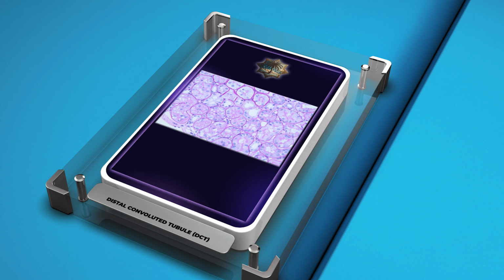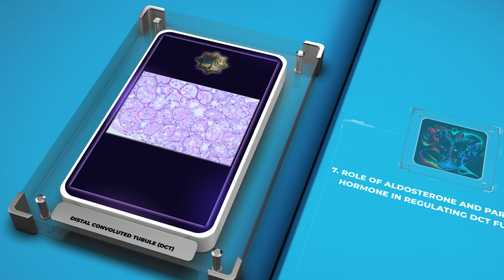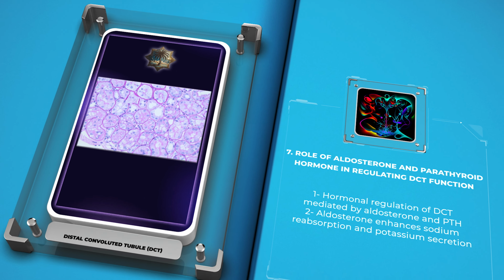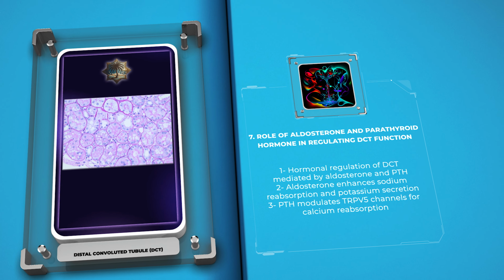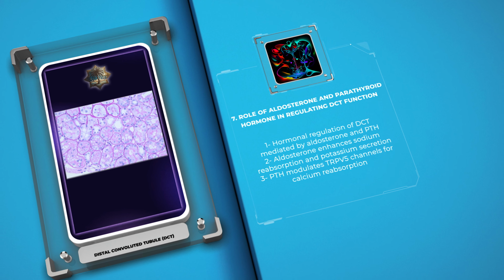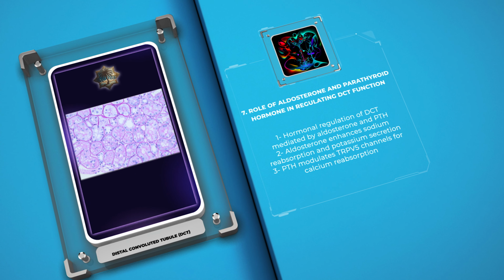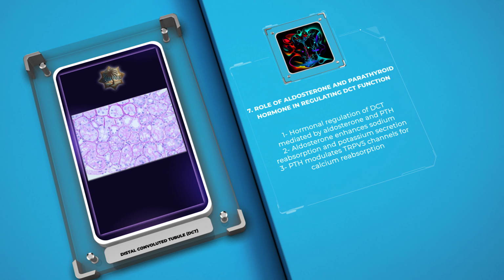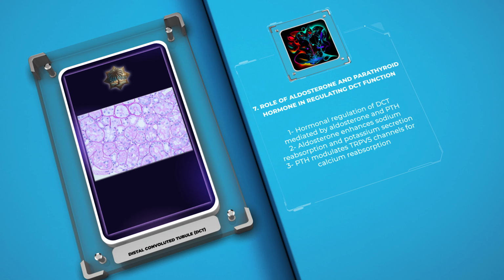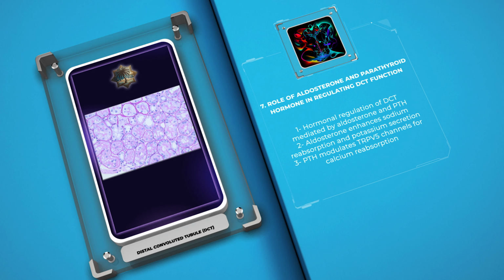The hormonal regulation of the DCT is predominantly mediated by aldosterone and parathyroid hormone, PTH. Aldosterone, secreted by the adrenal cortex, enhances sodium reabsorption and potassium secretion in the DCT, thereby influencing blood pressure and electrolyte balance. On the other hand, PTH fine-tunes calcium reabsorption in the DCT by modulating the activity of TRPV5 channels. The dynamic interplay of these hormones ensures precise regulation of DCT function.